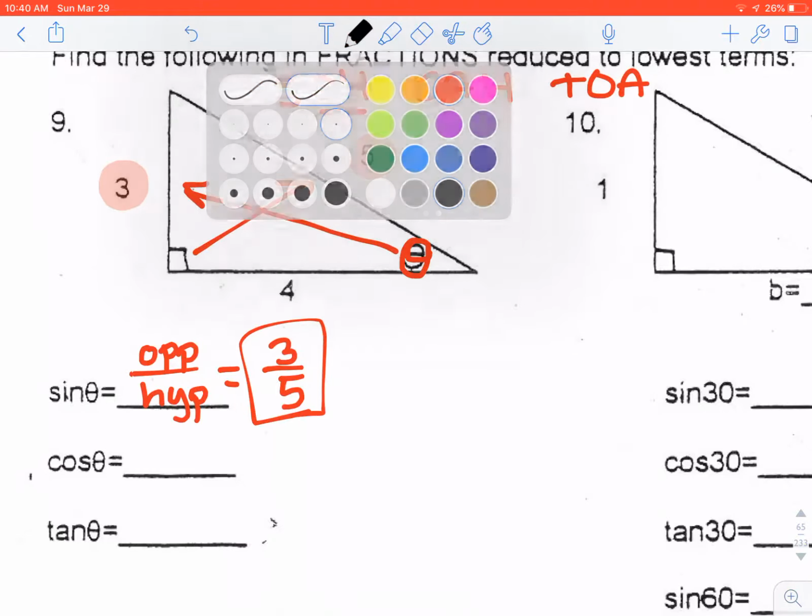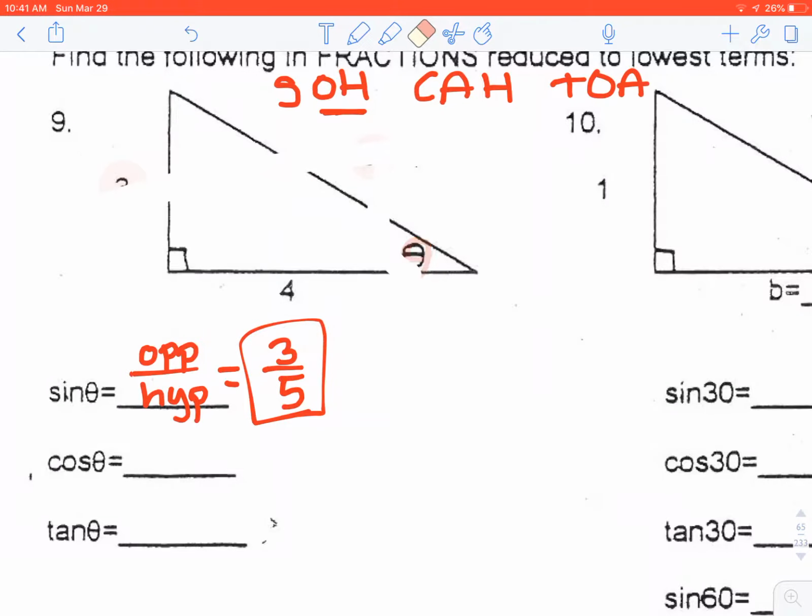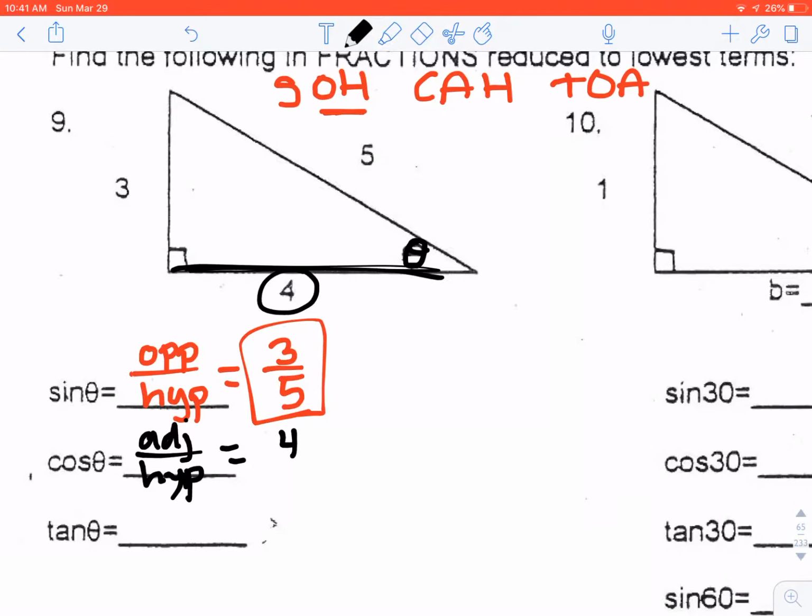Okay, so let's look at cosine. Cosine of theta is always adjacent over hypotenuse. Sorry, that's messy. We're looking at the adjacent side. So remember, adjacent is right next to. So right next to theta is 4. Okay, right next to it, but obviously not the hypotenuse. Over our hypotenuse, which again, the side across from the right angle, which is 5. So the cosine of theta is 4/5.